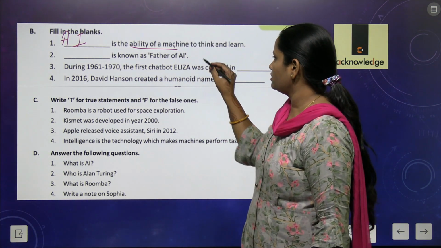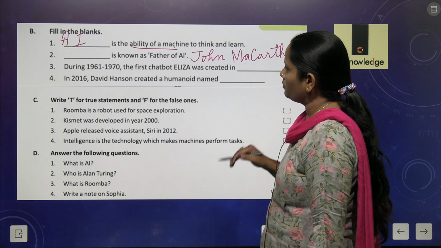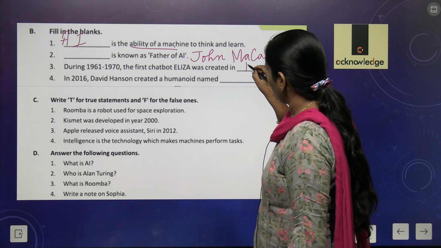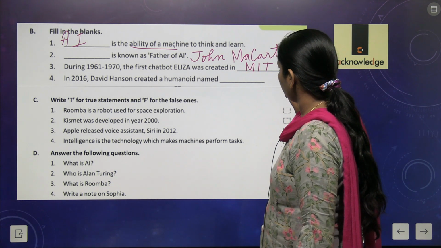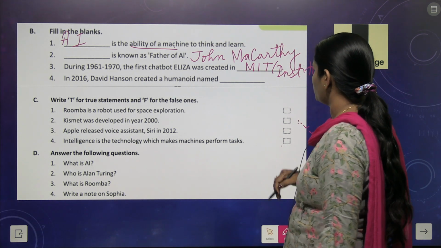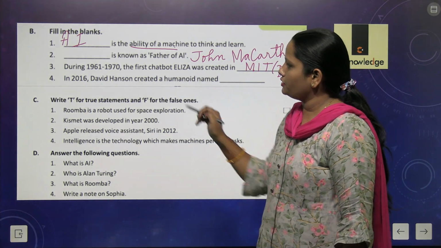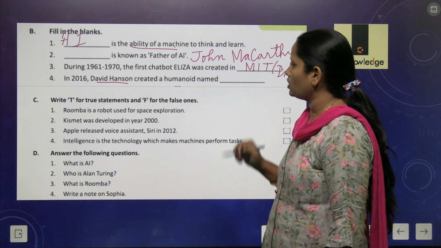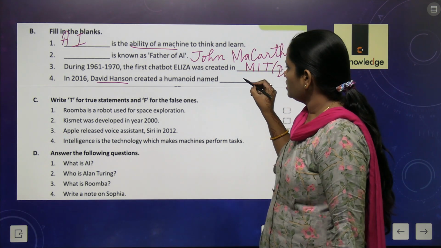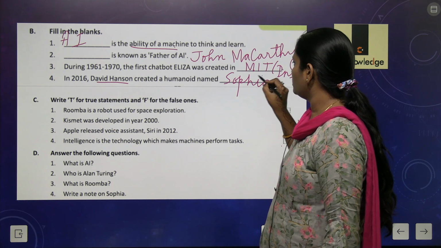So the correct answer is, during 1961 to 70, the first chatbot Eliza was created by, yes, MIT Institute. MIT Institute. Okay. Next, in 2016, David Hanson created a humanoid named, what was the name of the humanoid that was created in 2016? It was Sophia.